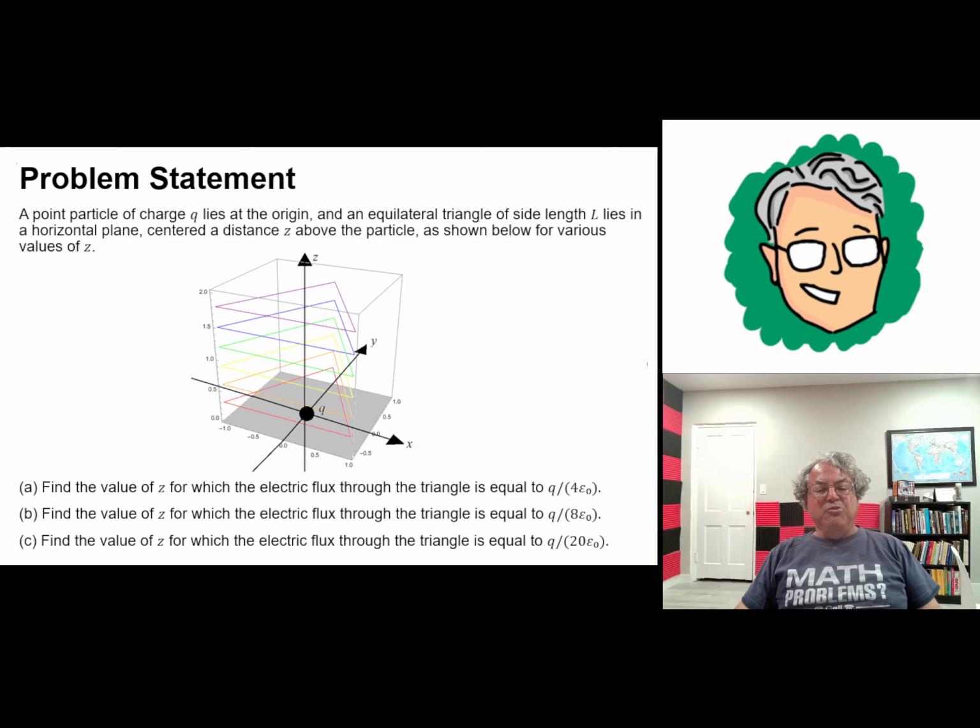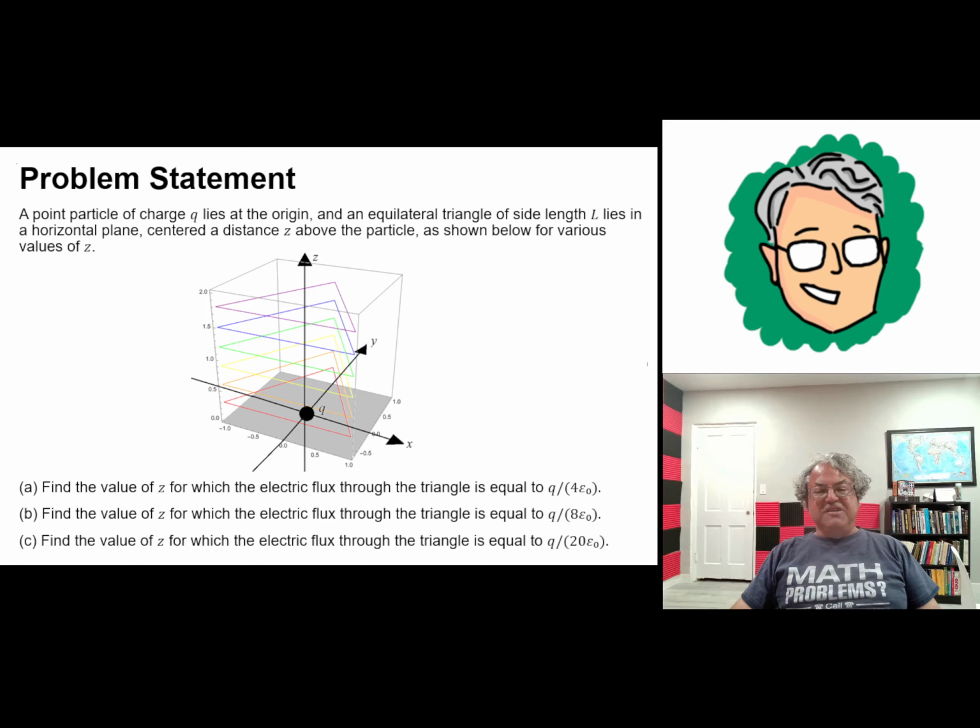So anyway, for each of these parts, I'm asking for the values of z in terms of L, such that the electric flux through the triangle is equal to each of these 3 different values. For part A, equal to q over 4 epsilon naught, part B equal to q over 8 epsilon naught, and for part C equal to q over 20 epsilon naught.